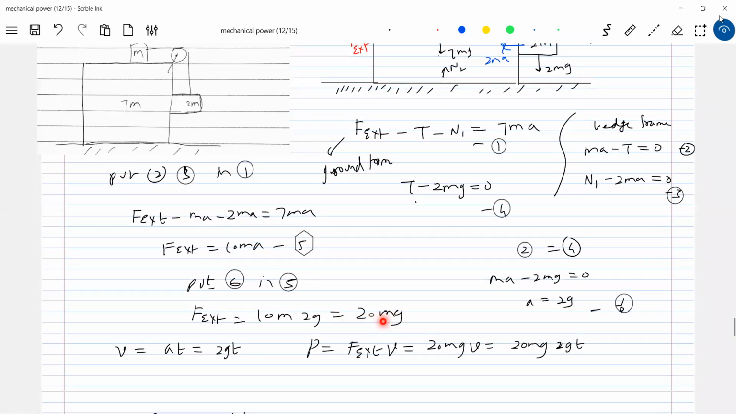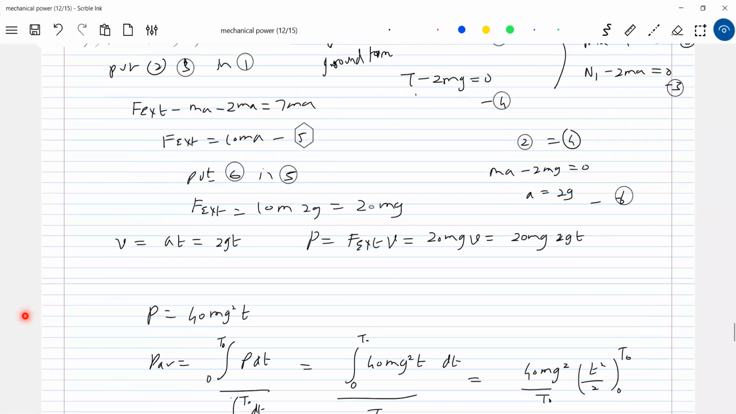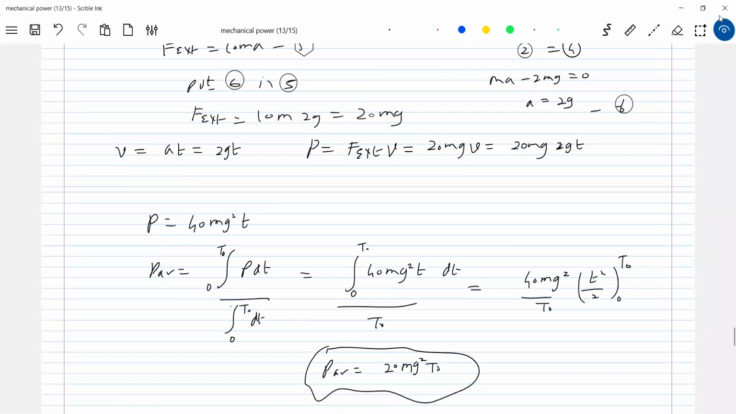So we got the expression for force here. Then what is the power? Power is equal to the external force acting into the velocity of the system. Then the rest is all mathematics: power as a function of time, and I have to calculate the average power in the interval of time 0 to t naught.